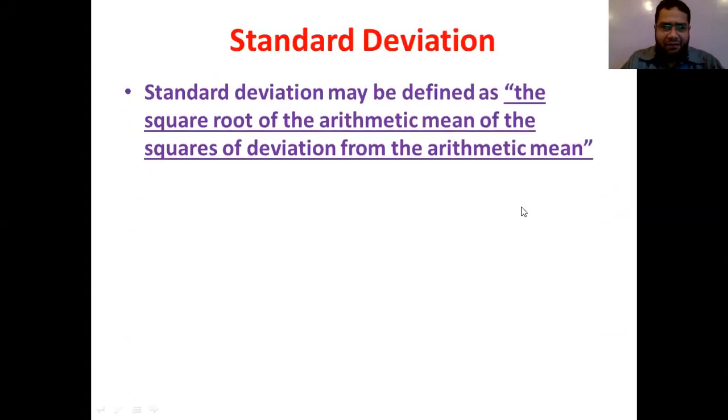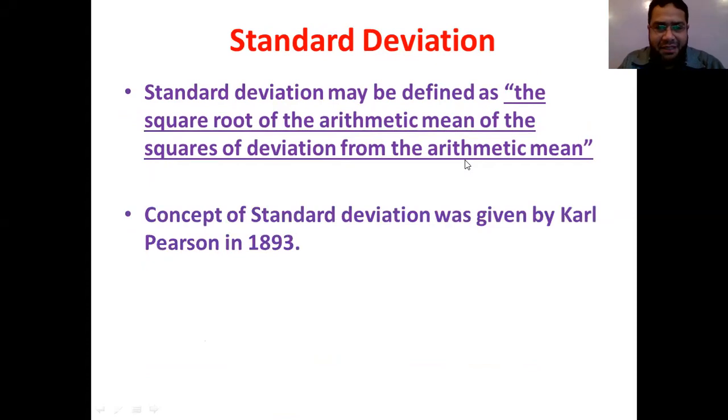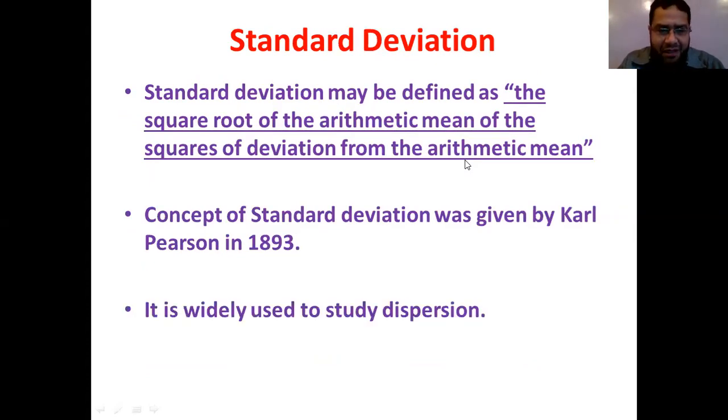So what is standard deviation? Standard deviation may be defined as the square root of the arithmetic mean of the squares of deviation from the arithmetic mean. The concept of standard deviation was given by Karl Pearson in 1893, and it is widely used to study the dispersion of the data. It is represented by S or sigma.